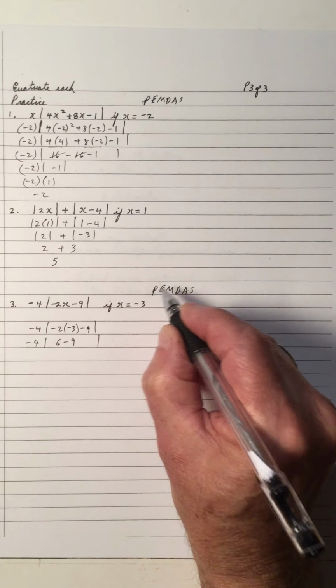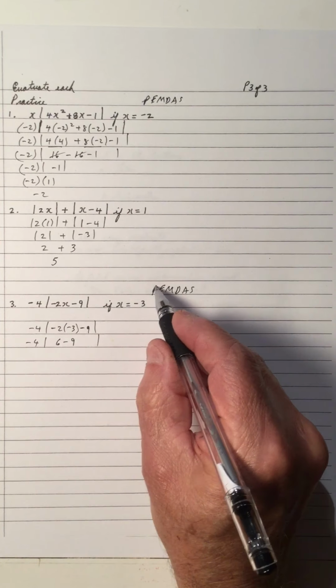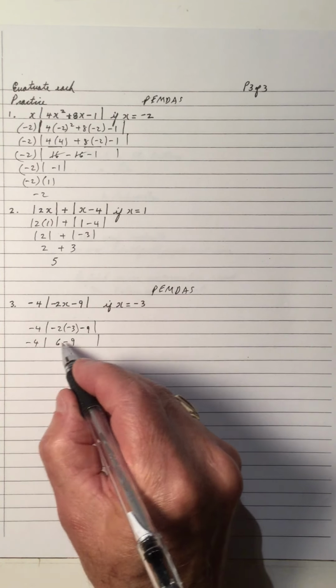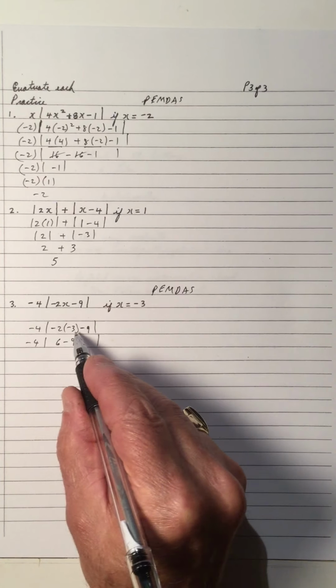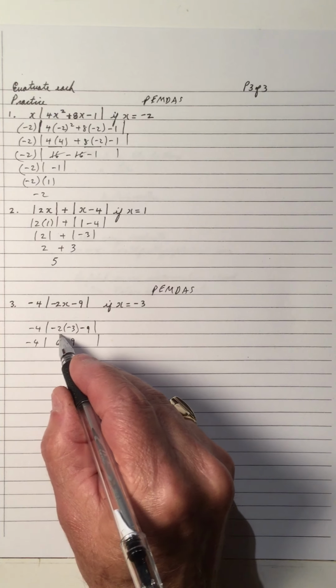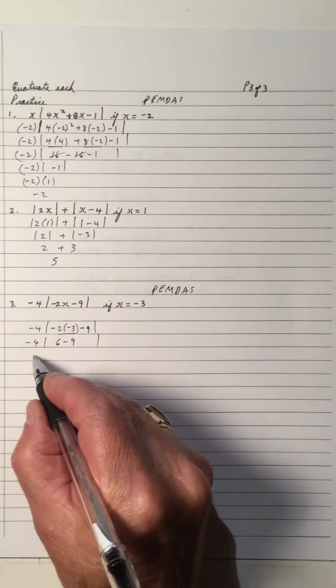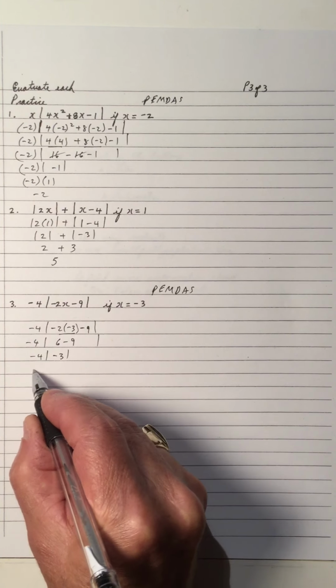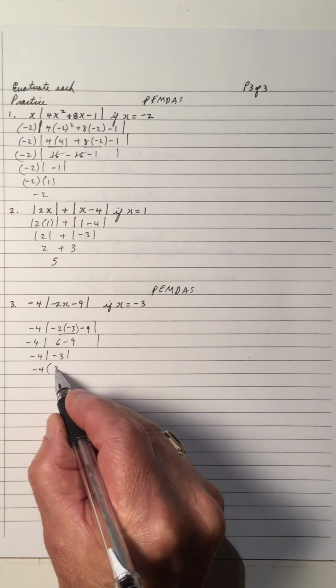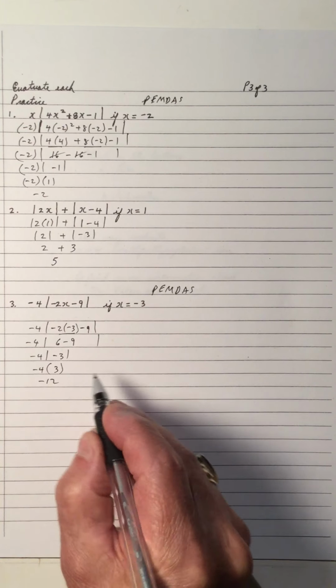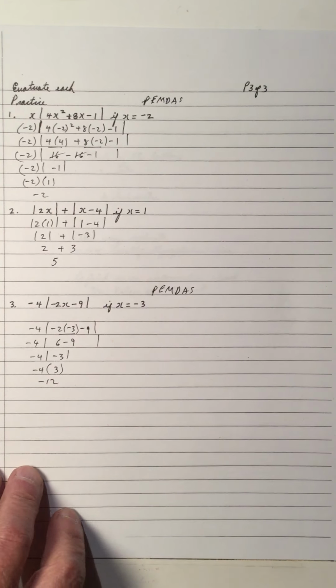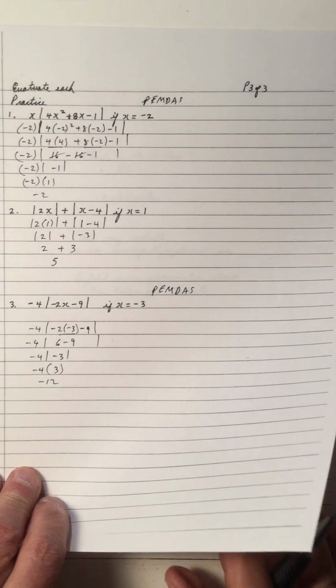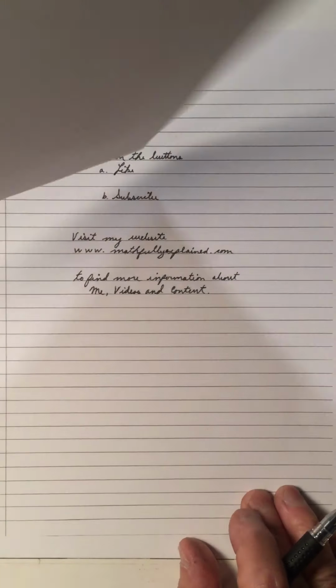I wrote it down for you. We do the inside of the parentheses. There's no power, so inside of here we multiply these two and subtract after. So that's a negative 3. And the absolute value of negative 3 is 3. So that's negative 12. So just a little practice on evaluating absolute values.